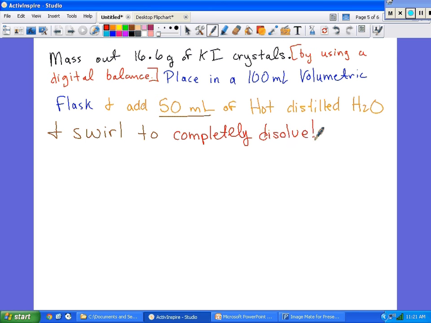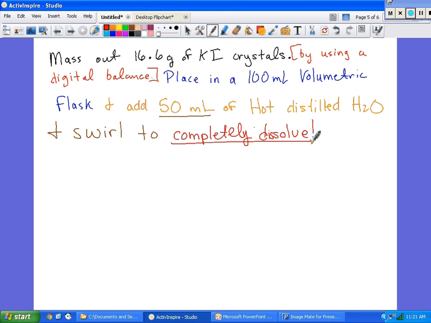There's two S's in there, right? I would say you could say stir is fine. Stir is perfectly fine. But the key is to do what? Completely dissolve. Because if you don't completely dissolve it, is it going to be the correct concentration? No. You have to completely dissolve it.